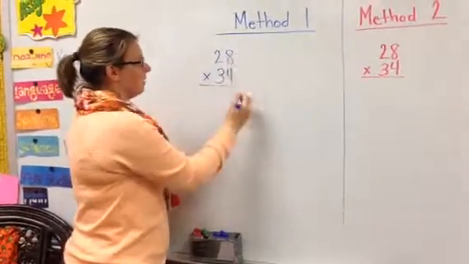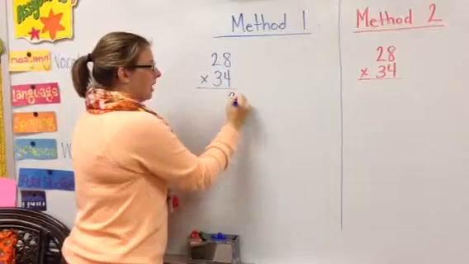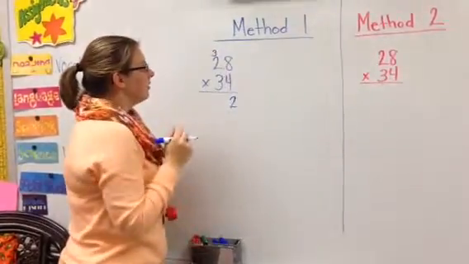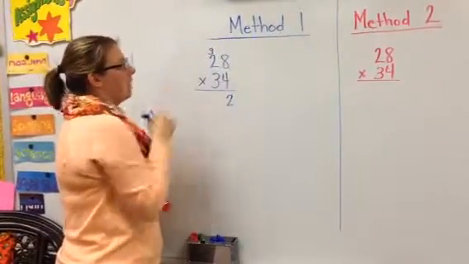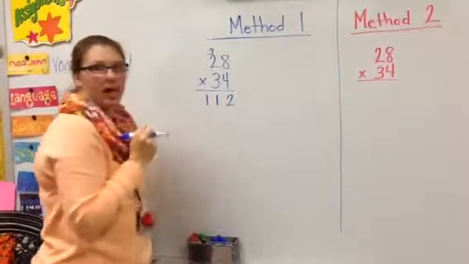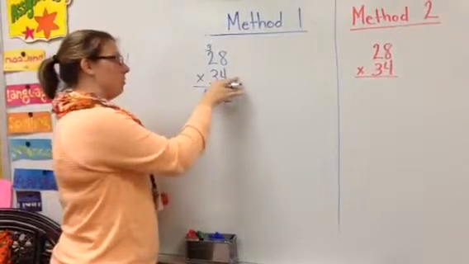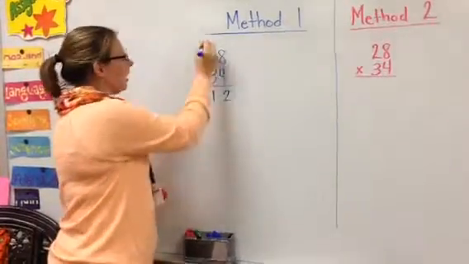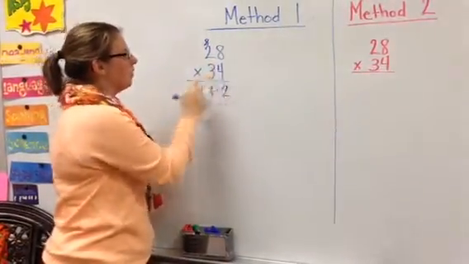So I have 4 1s times 8 1s is 32. So I have 2 1s and 3 10s. Then I've got 4 times 2 10s, which is 8 10s, plus 3 more is 11. And so I have a total of 112 after multiplying with the first number. Then we move on to our 10s.